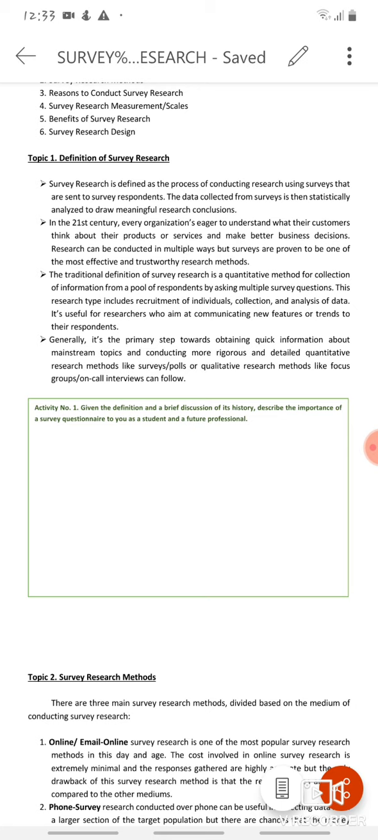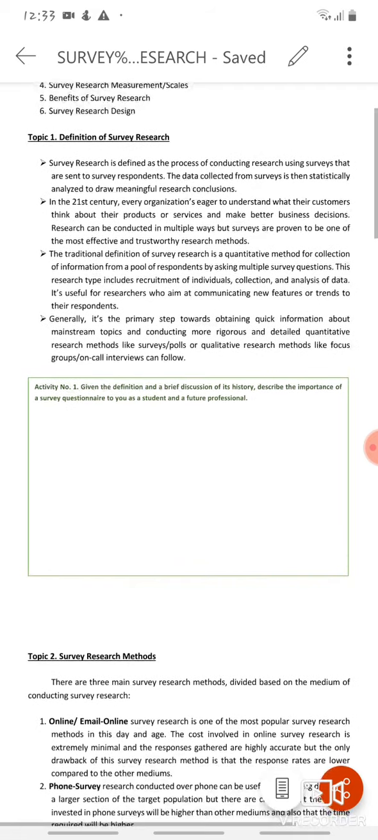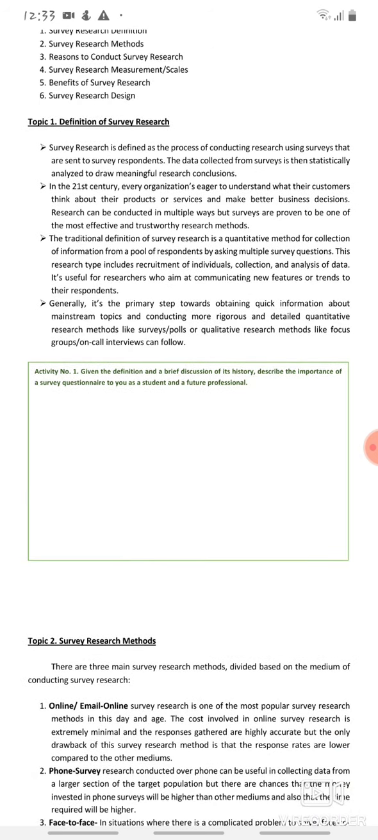Let's go with the third point. The traditional definition of survey research is a quantitative method for collection of information. It is gathering information, just like you're going to describe something. It's just that since we are becoming more developed, instead of just describing the data collected, we are now making inferences or conclusions out of it, which becomes possible with the use of statistical tools or statistical measurement.